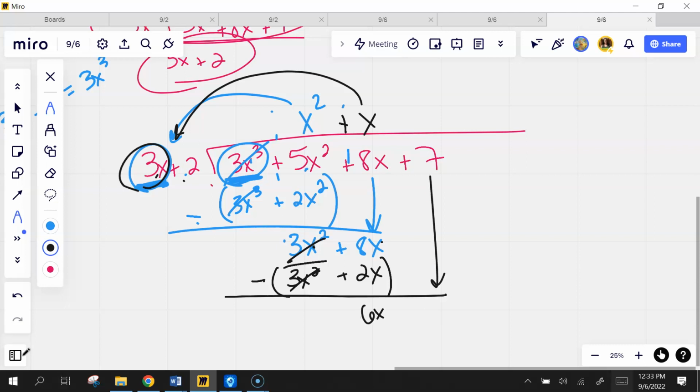Bring down the next one. x times 2. You multiply it to everything on the outside. You need me to wait here just a second? Let you catch up a minute.